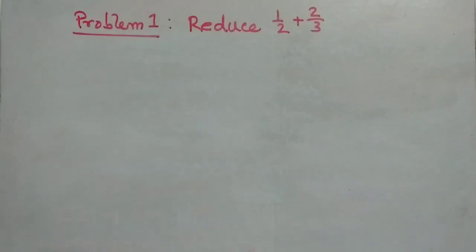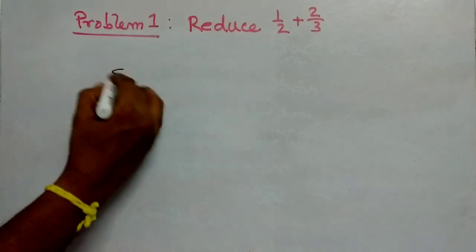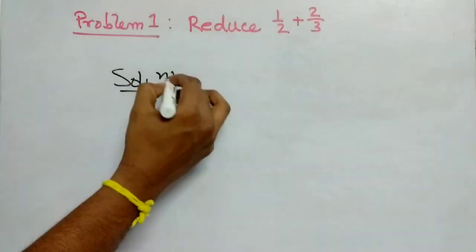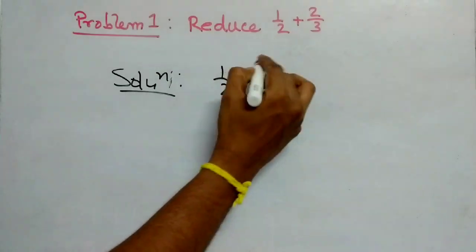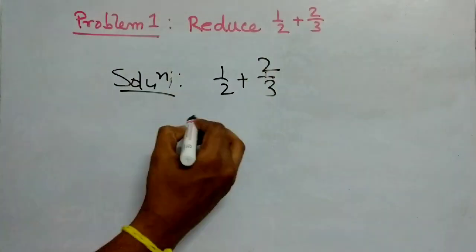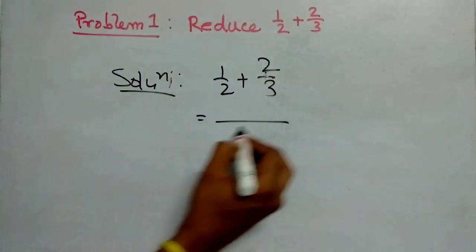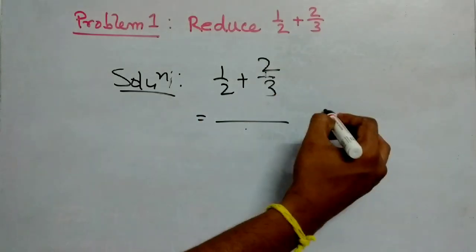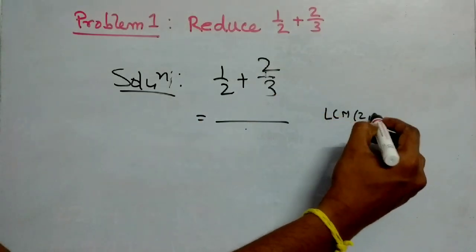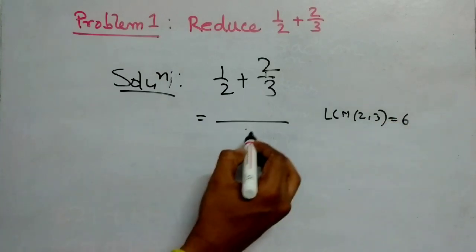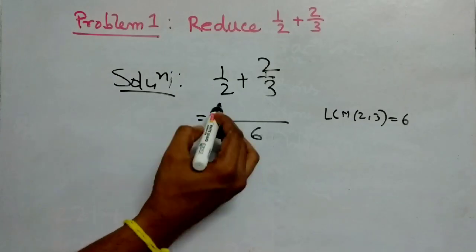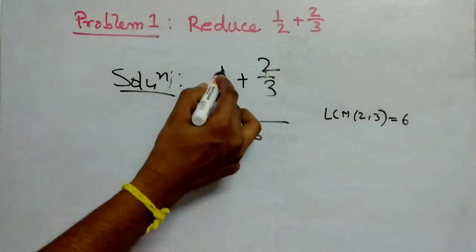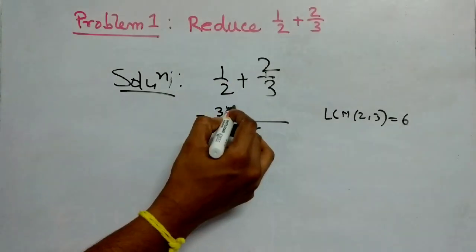So problem number 1, reduce 1 by 2 plus 2 by 3. So let us write 1 by 2 plus 2 by 3. So this is equals to, now we will write the LCM of 2 and 3. Now LCM of 2 and 3 is equals to 6. So that is why we write 6 over here. Now 2 into 3 is 6, and here in the numerator it is 1. So we will write 1.